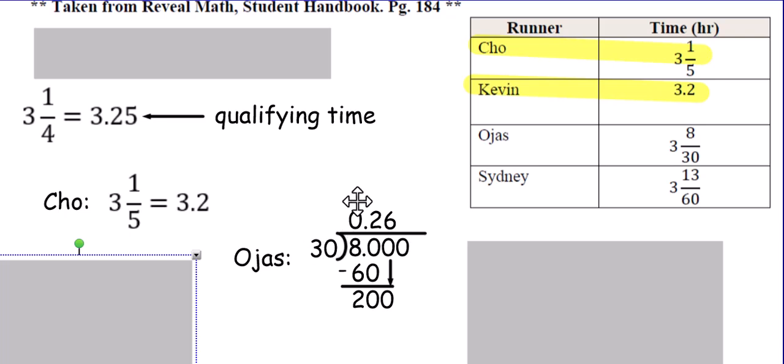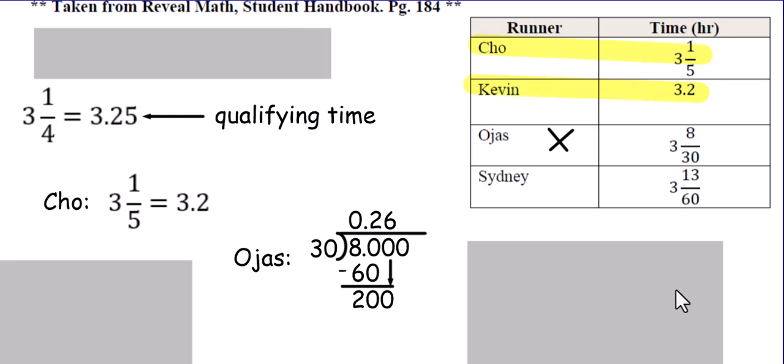30 goes into 8 0 times. 30 goes into 80 twice to get a 60. 80 minus 60 is 20, bring down a 0. And then 30 goes into 200 6 times. That would get us to 180. So right away, I'm noticing that this is going to be 3.26, which is more than the 3.25 hours that we're looking for. So unfortunately, OHAS is not going to qualify. We can just put a little X right here to show that OHAS does not qualify.